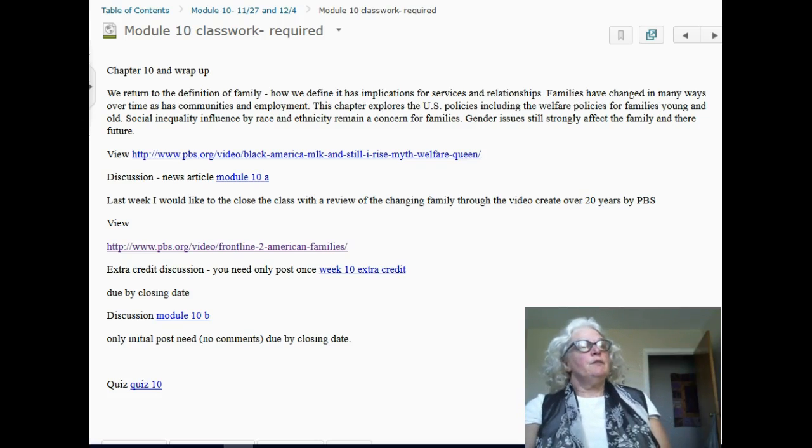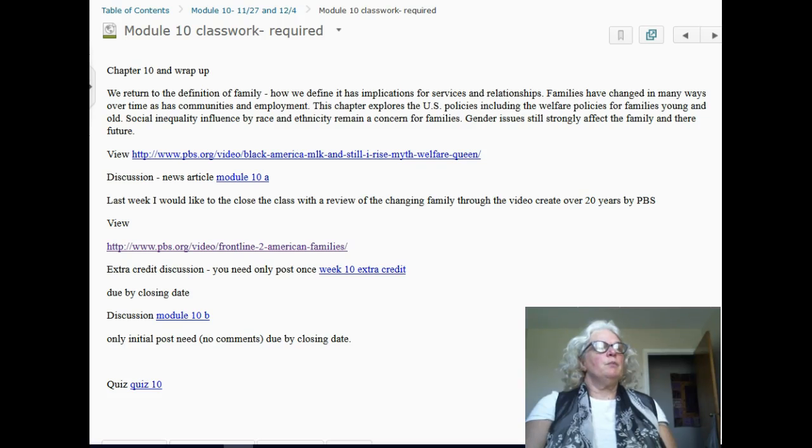So we return to the definition of family. How we defined it for the implications for service and relationship is different than how we've defined it in sociology. But we're also looking at families changing over time. This chapter really explores the U.S. policy, including welfare policies for family, young and old, and the social inequality influenced by race and ethnicity and gender issues. Still a high concern, which we talked about in family work. So some significant issues as you move forward.